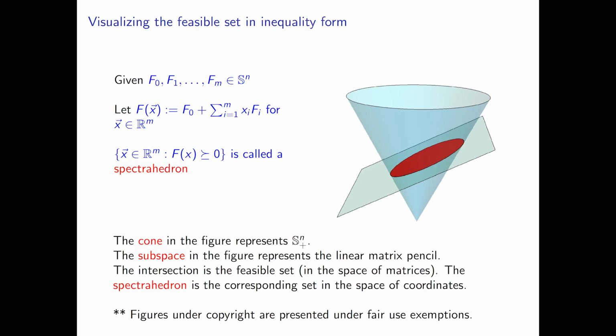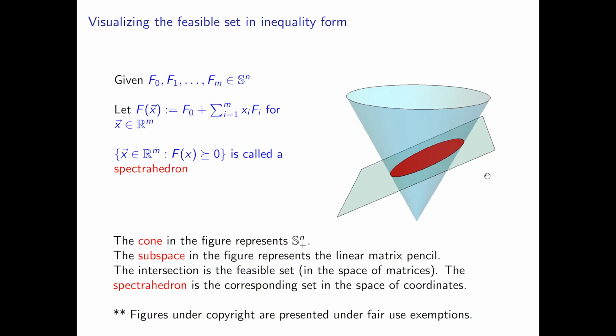Question? So the feasible set is the spectrahedron? The feasible set would be the spectrahedron, that's right. The spectrahedron is the set of coefficients, the red set if you like, or equivalently the space of coefficients that define the red set. Question? You also said that the coefficients... Points in the red set, yeah.